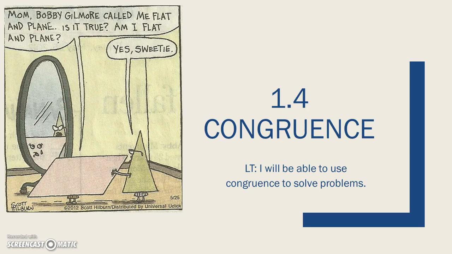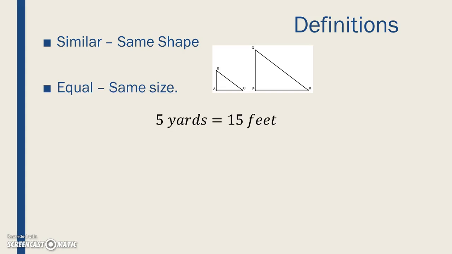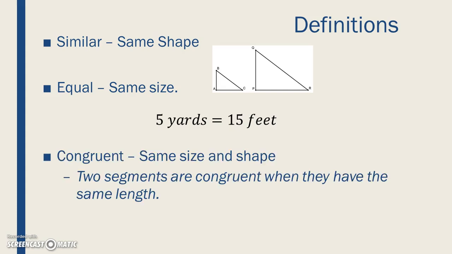Welcome to 1.4 Congruence. First, let's start with a couple of definitions. Similar means same shape. So these two are similar because they're both triangles with the same angle measurements. Equal means the same size, such as 5 yards equaling 15 feet. And then congruent means same size and shape.